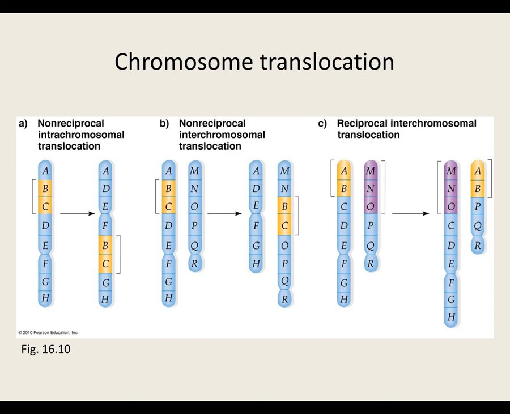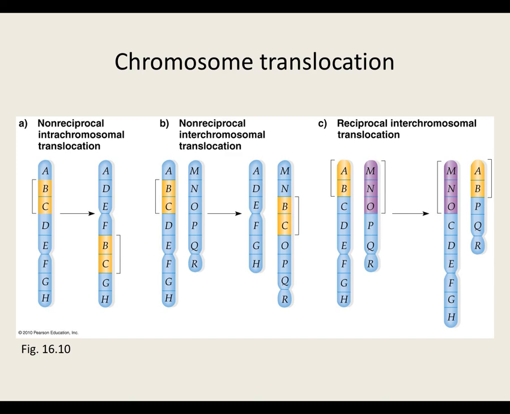The other types are called interchromosomal because they're swapping parts of a chromosome with another non-homologous chromosome. Here's an example called non-reciprocal in the middle, because segments B and C are now being removed from the original chromosome and are now being put onto a new chromosome, one that is not homologous. It's not the same as the original. On the right-hand side is a reciprocal translocation, where the sections in yellow and purple have swapped locations. And so now segments M, N, and O are on the larger chromosome, and A and B are on the shorter one.